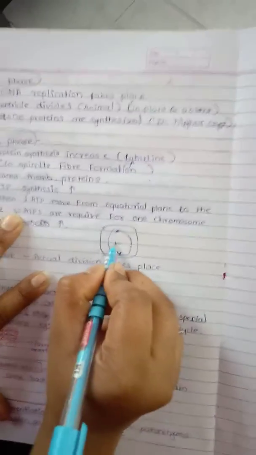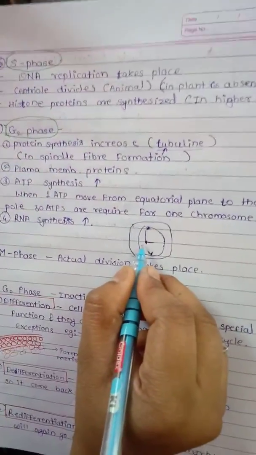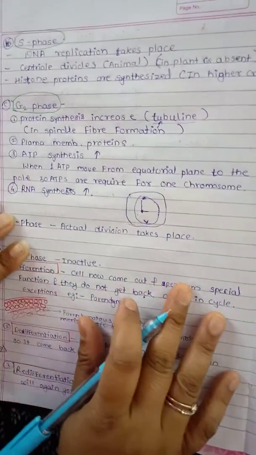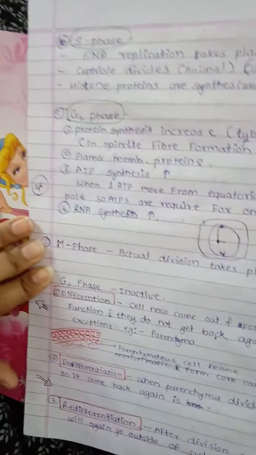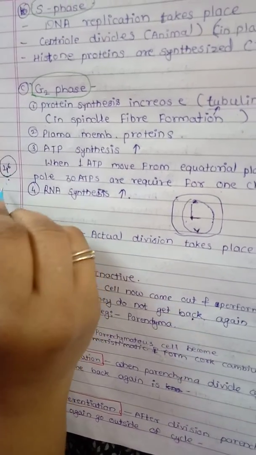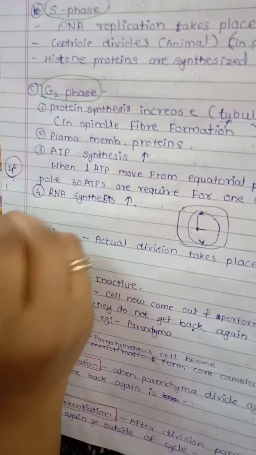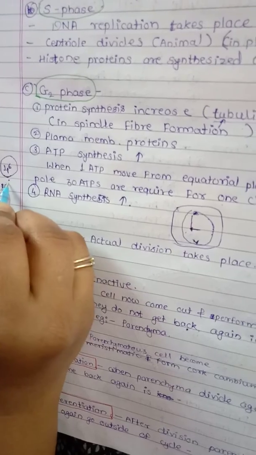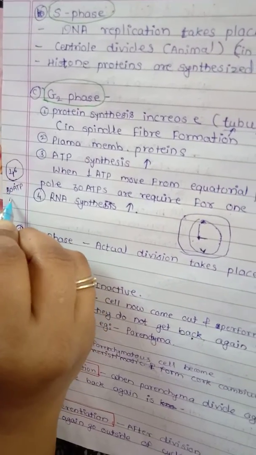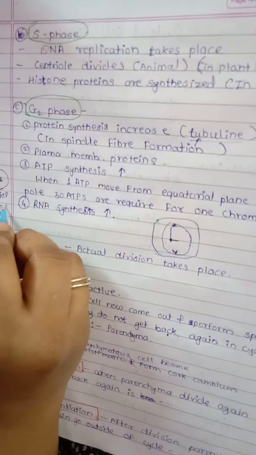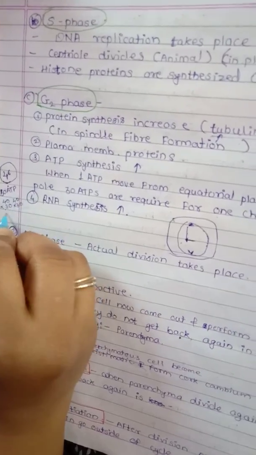If one chromosome is moved from the equatorial plane to the pole, 30 ATPs are required for one chromosome. In a human cell, 46 chromosomes are present. So for one chromosome, 30 ATPs are required, which means 46 into 30 for a single cell after division, and the same for the next cell after division.